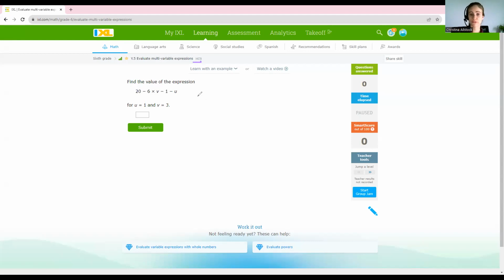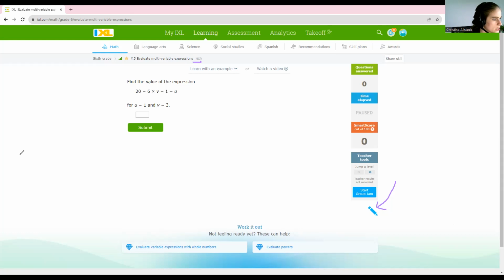So we are being asked to find the value of this expression, 20 minus 6 times v minus 1 minus u, for u equals 1 and v equals 3. It may look a little lengthy, but notice that our numbers are small. It's definitely something that's doable. Just with problems like these, you may need to use paper and a pencil or use the pen tool here on IXL to be able to work this out so you don't accidentally lose track of where you're at and mix things up in your head.